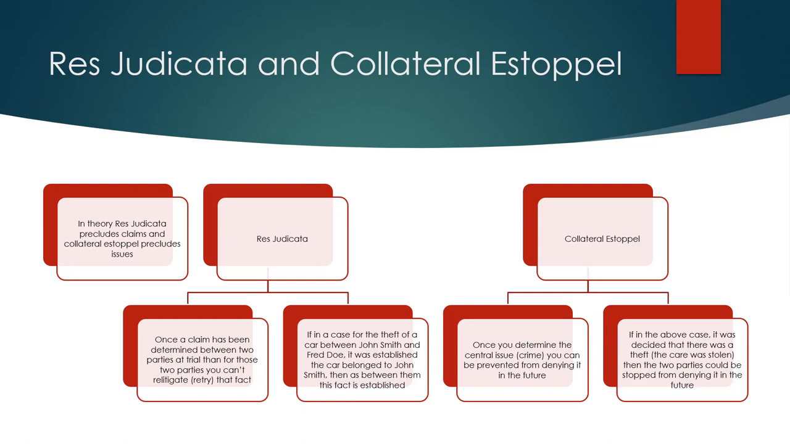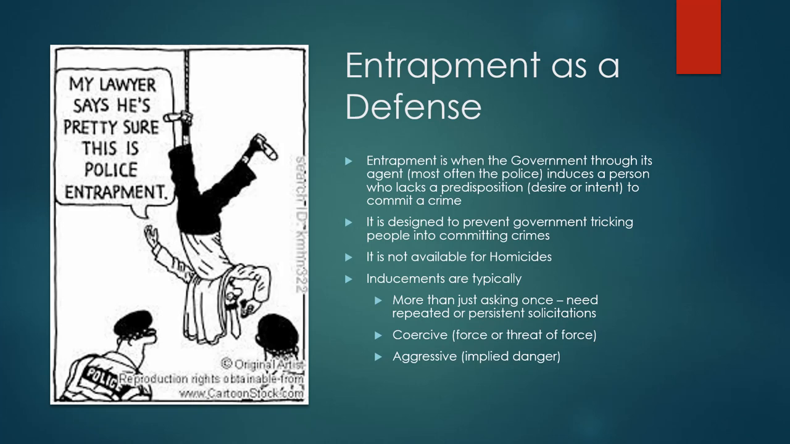So basically, res judicata and collateral estoppel, they do happen. They're pretty rare. You're not going to see them that often. Okay, let's talk about something that's a little bit more common, a little bit less esoteric. We've only got a few more defenses to get through, and that's entrapment. Got another one in my cartoons. So entrapment is when the government, usually by a police officer acting, gets a person who doesn't want or intend to commit a crime to do it.